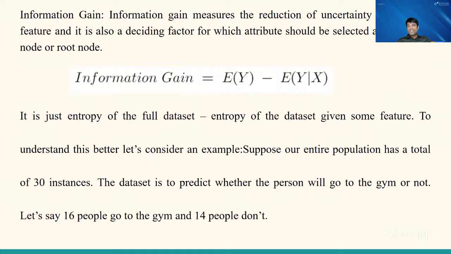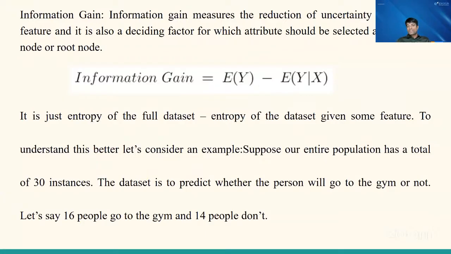So if you say y given x, that means the probability of occurrence of y when the event x has already occurred. That is what y given x basically means. Now, it is just the entropy of the full data set or the entropy of only some features that we have to understand. Let us see by an example.